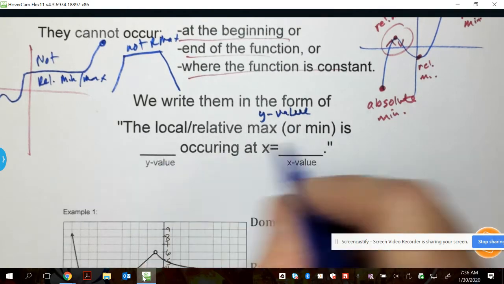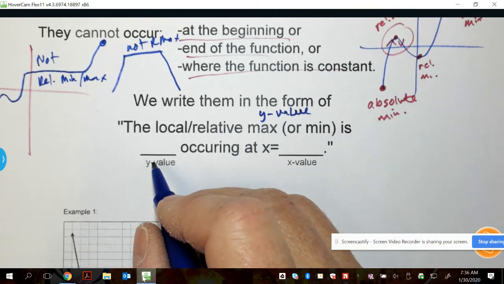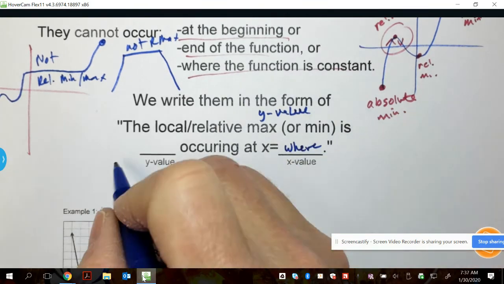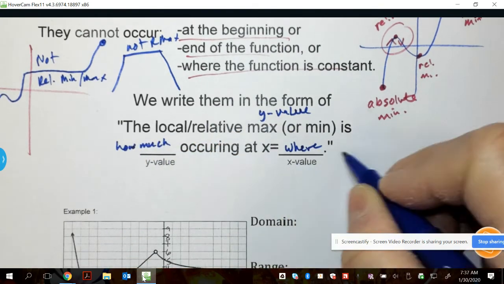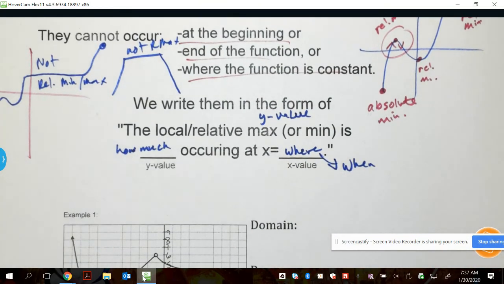So the relative min or max is, its Y value is how much, and its X value is where it occurs. And this is how much. Or when. More importantly, most of the time it is when. You're actually correct, because when we graph something like this, in reality, what do we want? We want to know how things are changing with time. Got it? So the relative min or max is, the Y is how much it is. How high is it? How low is it? And the X is where or when.